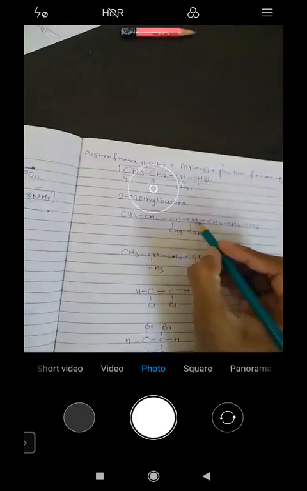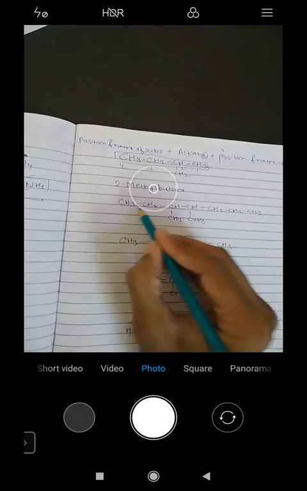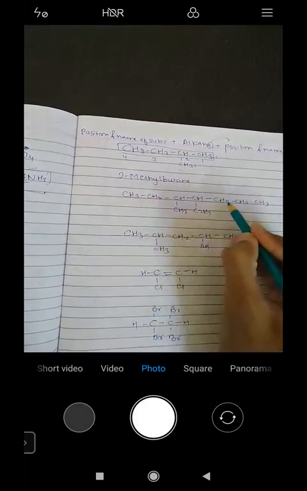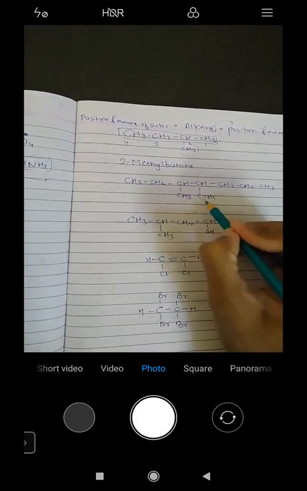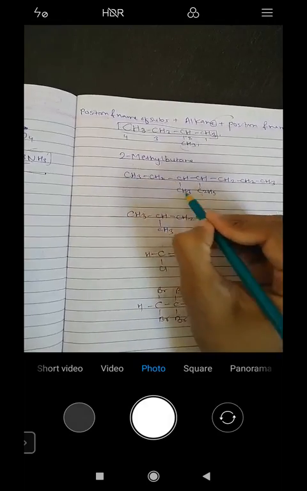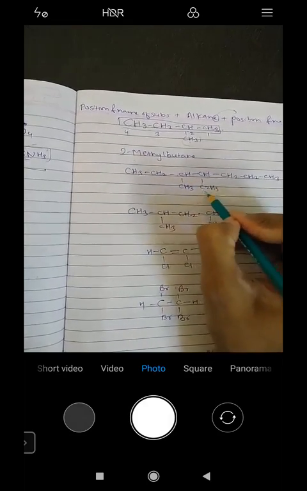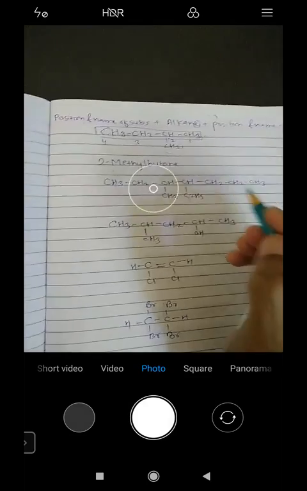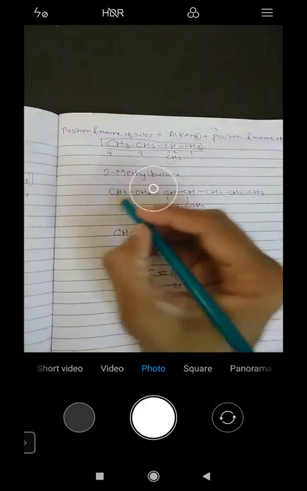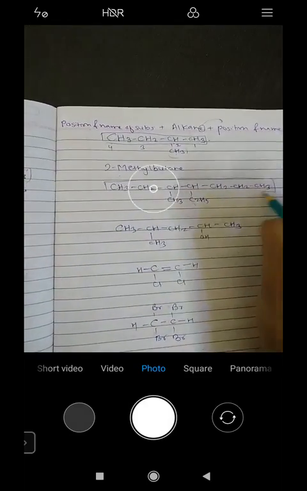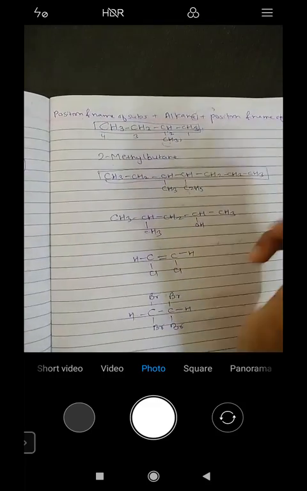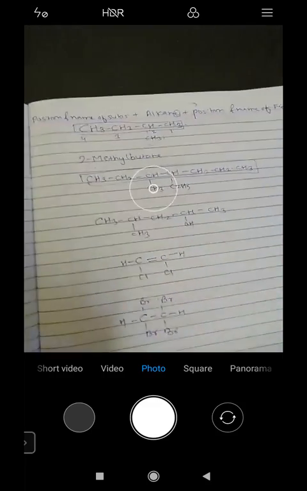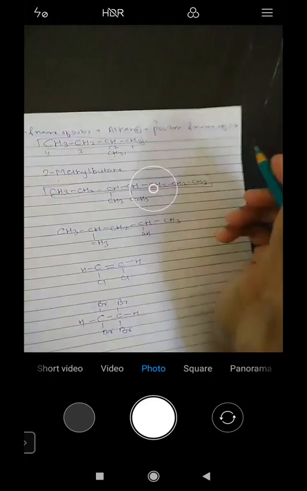Now here we have to select the chain, the longest chain. So here straight chain is 1, 2, 3, 4, 5, 6, 7 carbon. This is 1, 2, 3, 4, 5, 6. This is 1, 2, 3, 4. This is 1, 2, 3, 4, 5, 6. Means if you select out of all chains, the straight one is our longest chain. Then rule number 2 is what? We have to number it from the end which is nearest to substituent.